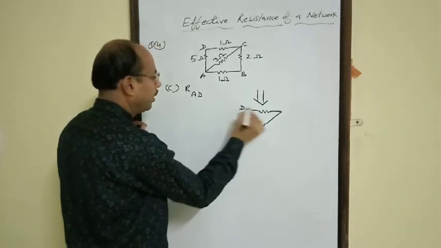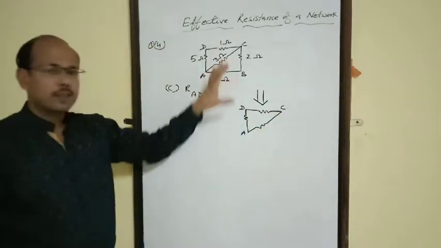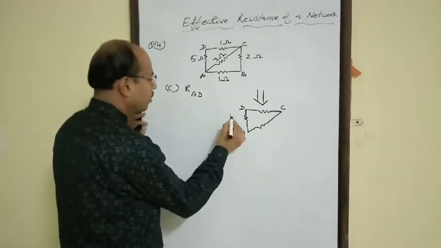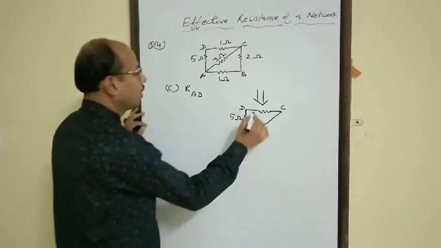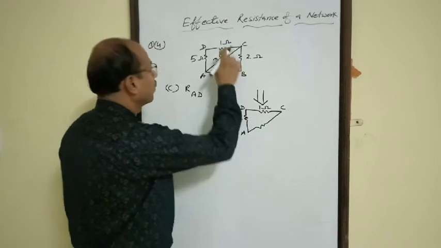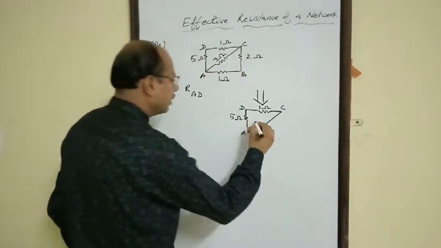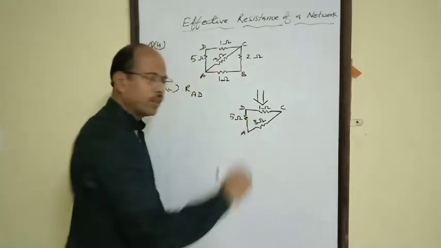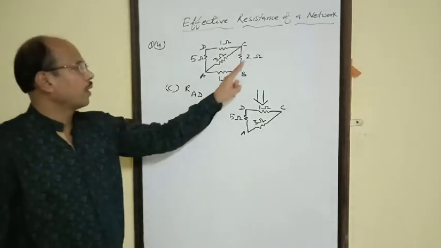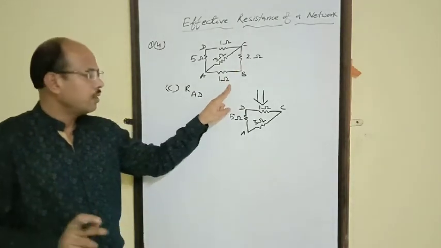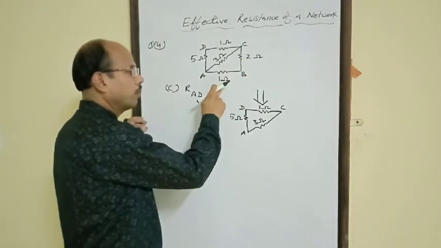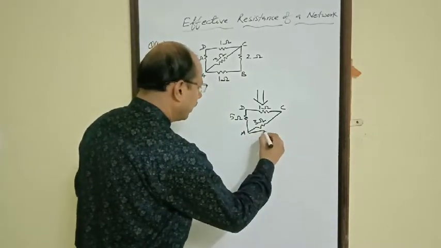A, B, C, these points are as they are. Here it is 5 ohm, no change. Here it is 1 ohm, again no change. And this is 3 ohm without any change. But this 1 and 2 are in series. Therefore, their effective resistance will become 3 and we can add like this.